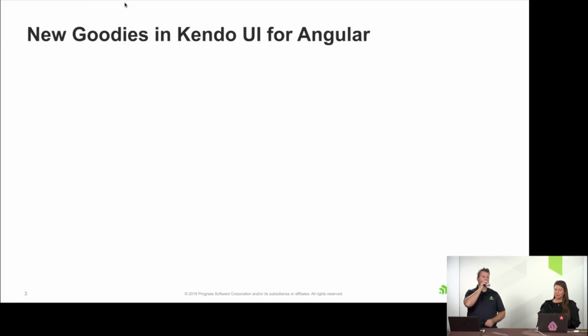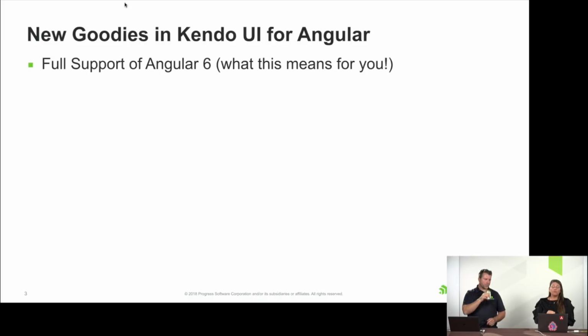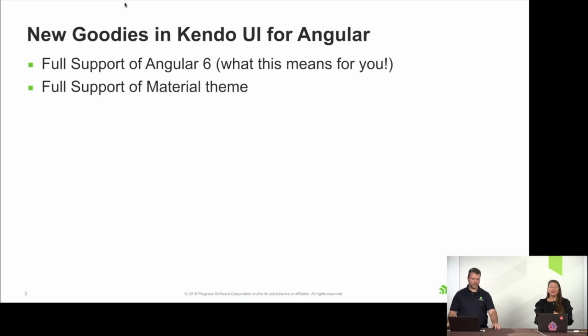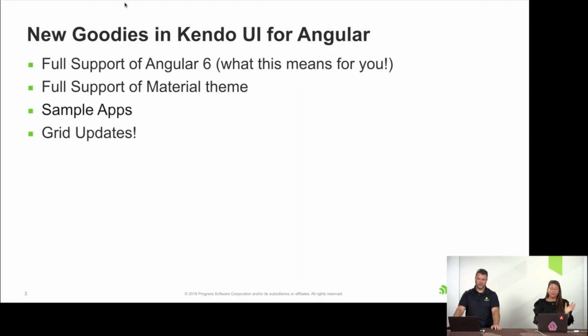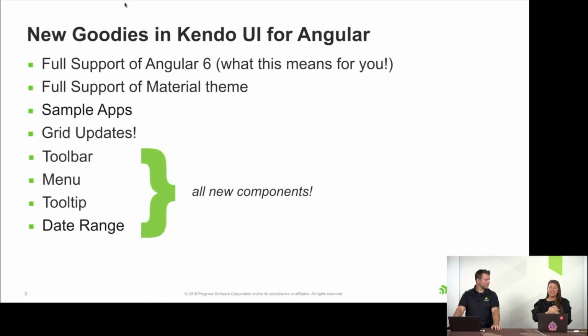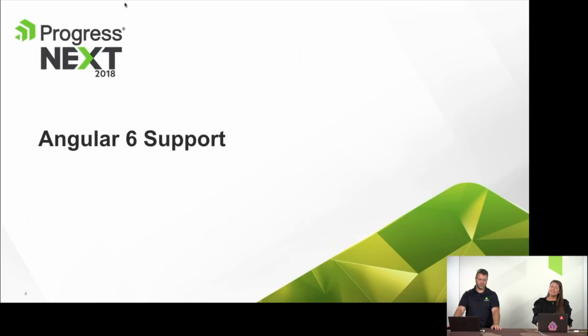So new goodies for Kendo UI. So full support of Angular 6, like Carl said, and I'm going to go into what that means for you specifically. Full support of the Material theme, sample apps, which we'll touch on, a couple of grid updates, and then these fancy new components that we're going to have time to show. So Angular 6 support.